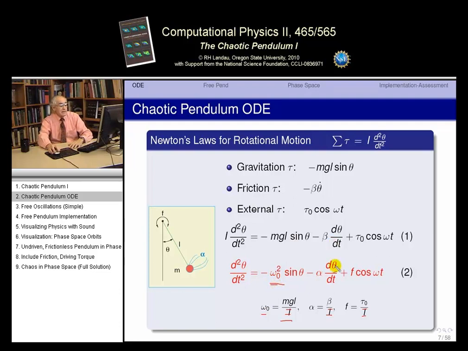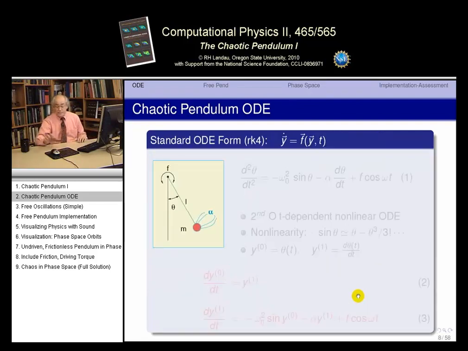Alpha is just obviously beta over I. It's just a frictional constant. And F, think of F as a force. It's the external force, or here it's the external torque divided by the moment of inertia. Okay? So that is our system. That's the system we have to solve. So how do we do that? Look at the next slide, number 8.